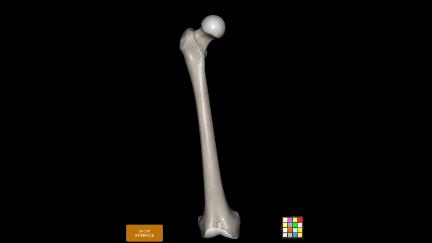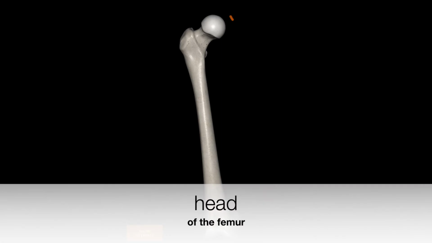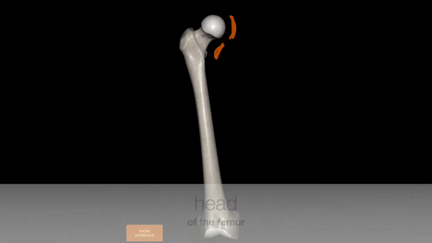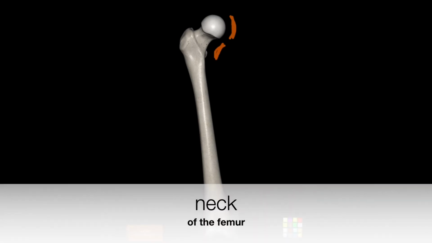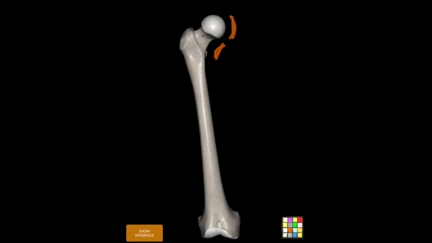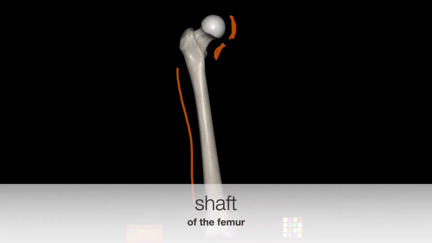The femur is the bone of the thigh. It's the longest and heaviest bone in the body. The femur is a long bone. It has a head here and a neck. It doesn't have a separate surgical and anatomical neck. It just has a neck, unlike the humerus. It has a long shaft and an expanded distal end.